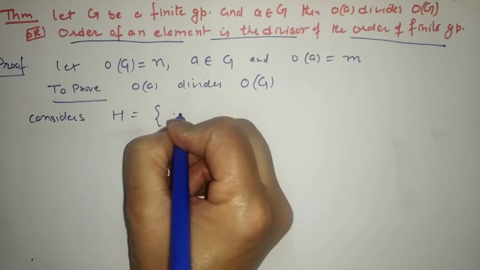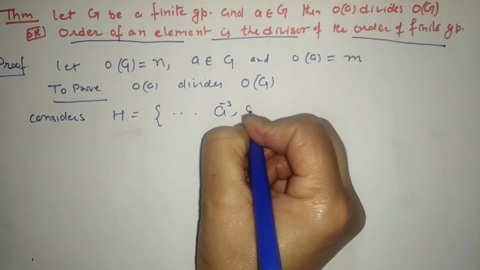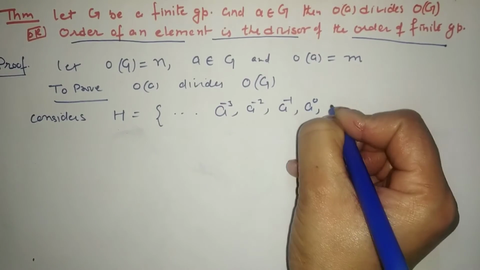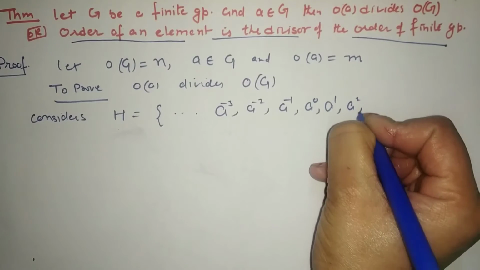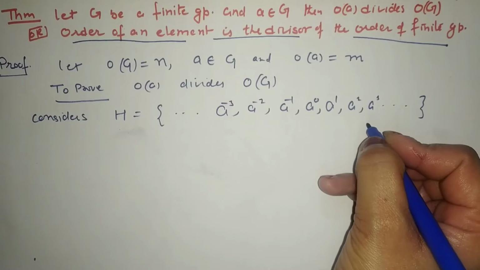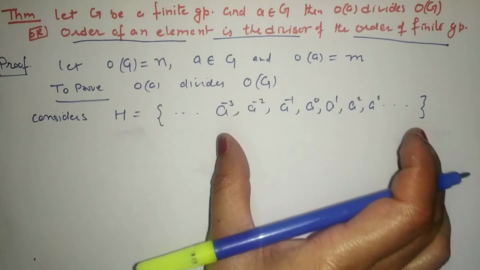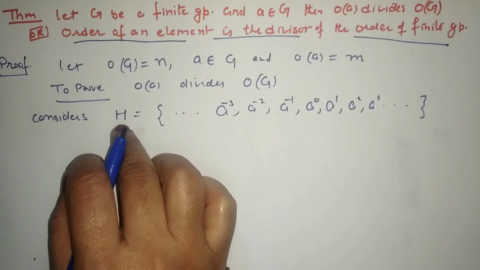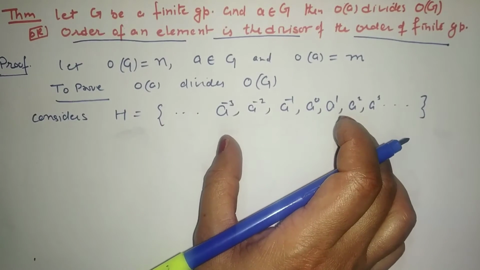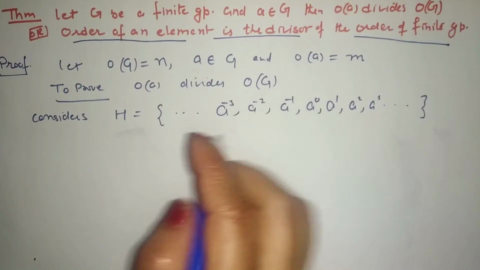A. That is a raised to power minus 3, a raised to power minus 2, a raised to power minus 1, a raised to power 0, a raised to power 1, 2, 3 and so on. All the integral powers of A, whether positive or negative. We consider this set which is named as H, and we have already proved that this set is a subgroup of G.